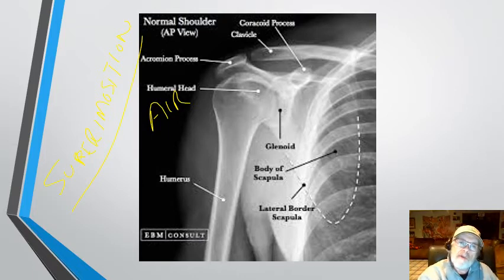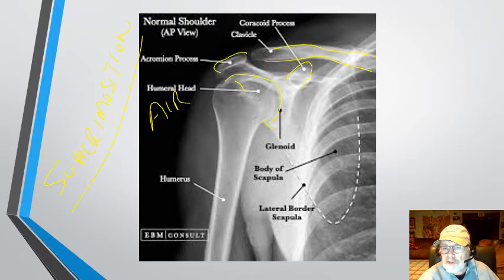If I'm looking up here, here's the head of the humerus sitting right there, but we also see behind it some of that scapula. Here's the coracoid process that we can see. Here's that clavicle that we talked about before. Here's the acromion sitting right there. So what happens is we see an overlapping. I can't see much of that medial border of the scapula because it's very, very thin, not very dense.